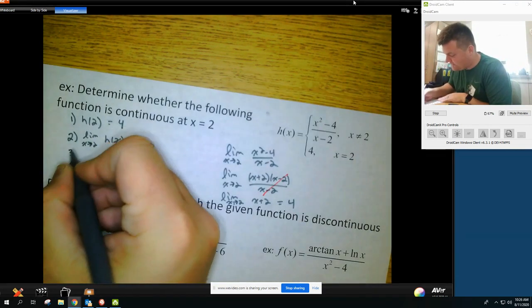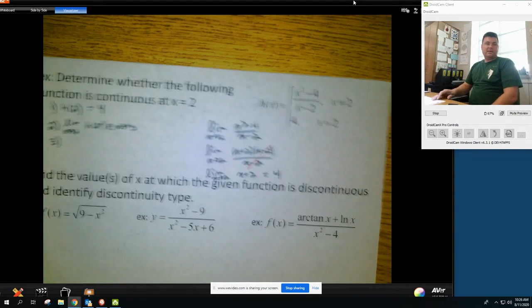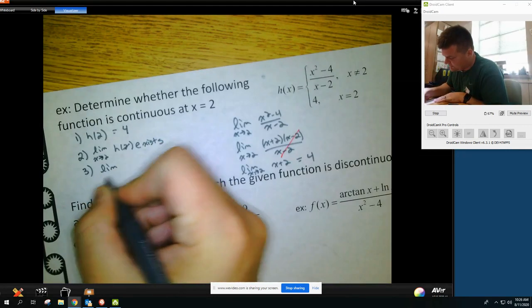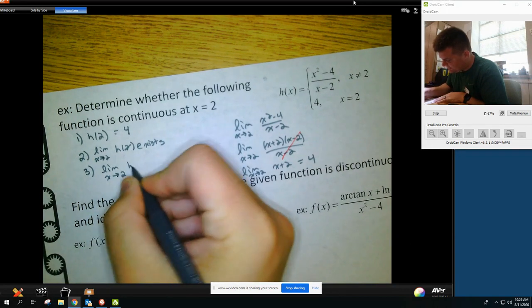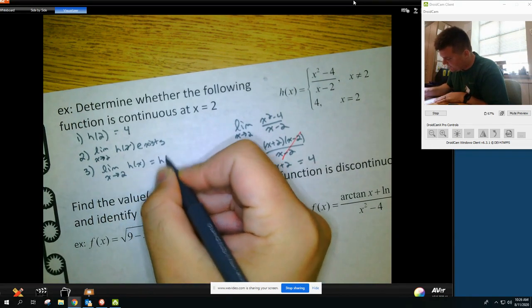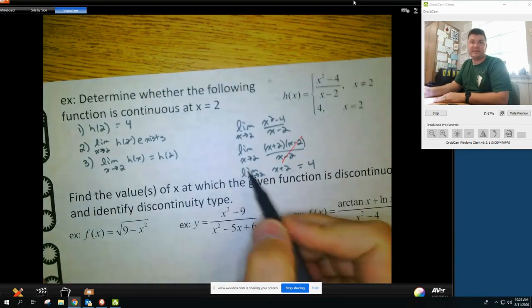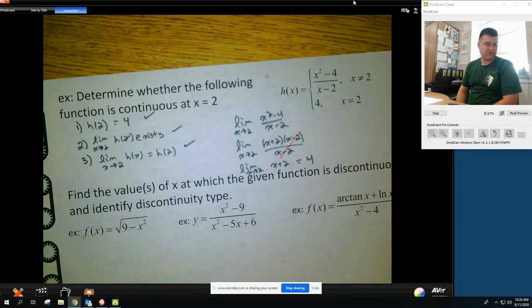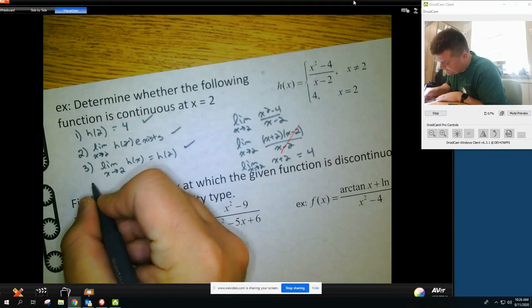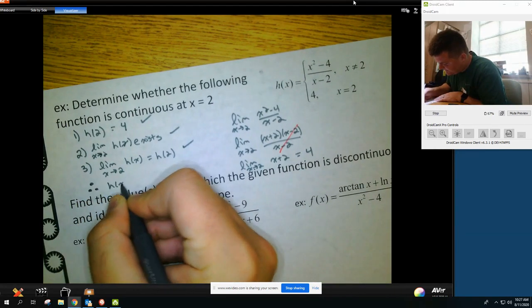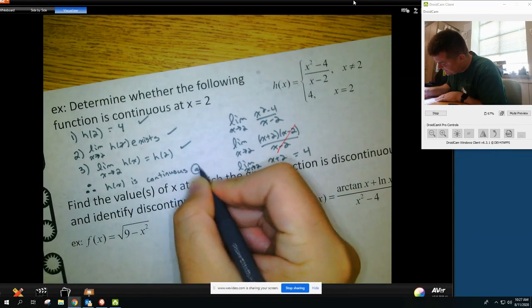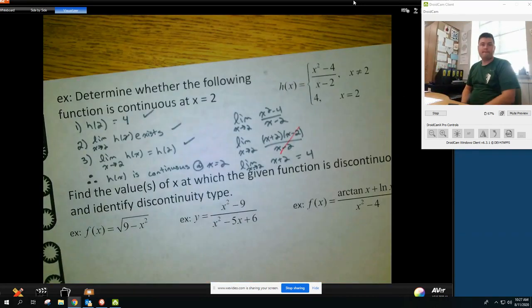Okay, last part of this example is, does the limit and the value, are they the same value? Are they the same height? So let's look at the limit as x approaches 2 of h of x. Does that indeed equal h of 2? Well, I just said h of 2 is 4, and I said the limit is 4. So this does work. That works, that works. So awesome. So therefore, h of x is continuous at x equals 2.